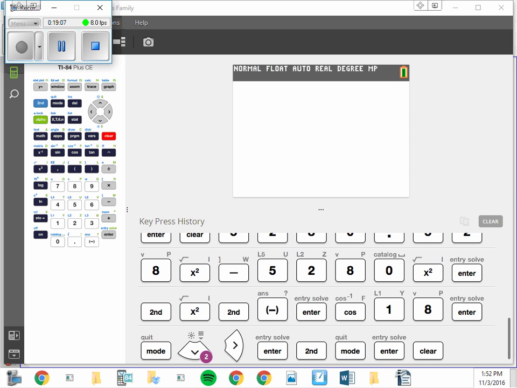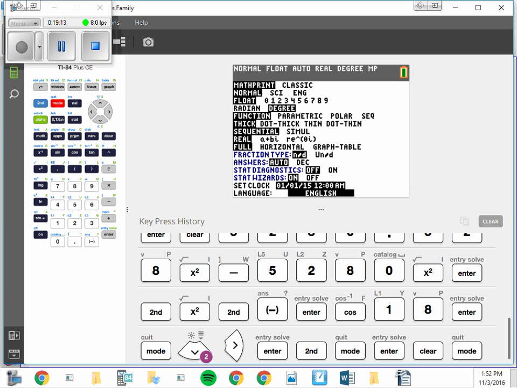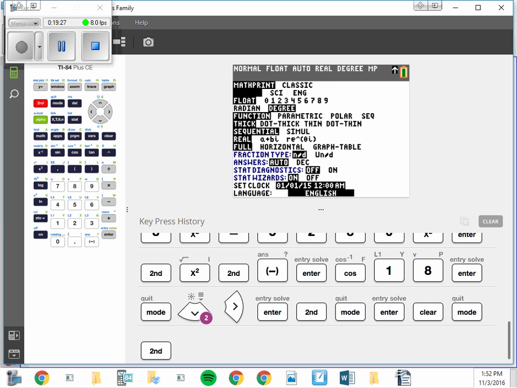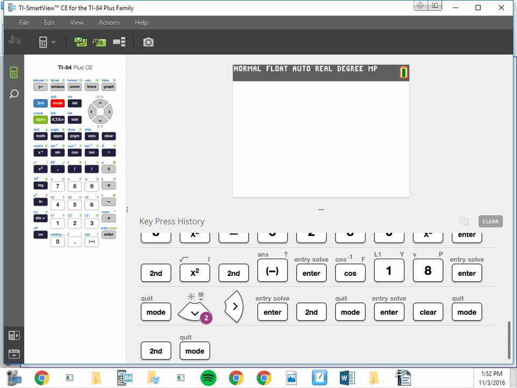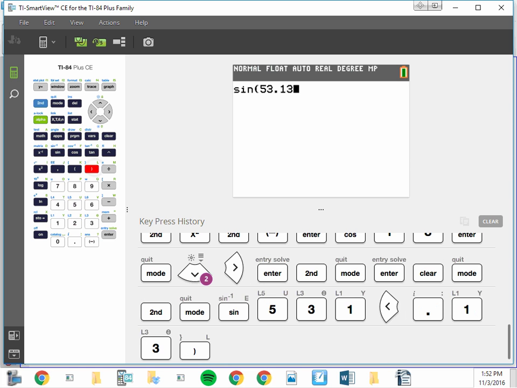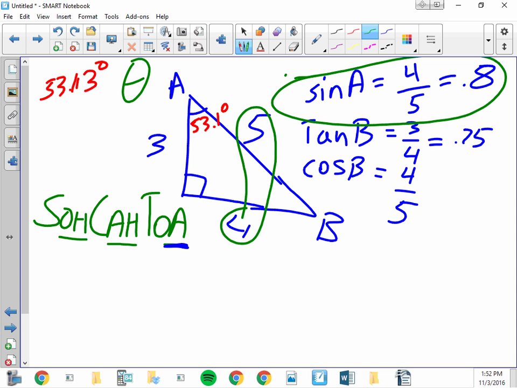In order to make sure that your calculator is in the right mode, everybody push mode, which is next to the blue second button. And the third or fourth line down, you get to choose between radians and degrees. You want to be in radians. No, sorry, you want to be in degrees. Make sure your calculator is in degrees. Then when you exit out, what is the sine of 53.13? And I should get 0.75. Or no, 0.8. That's what we wanted, wasn't it? Oh, right here. 0.8.